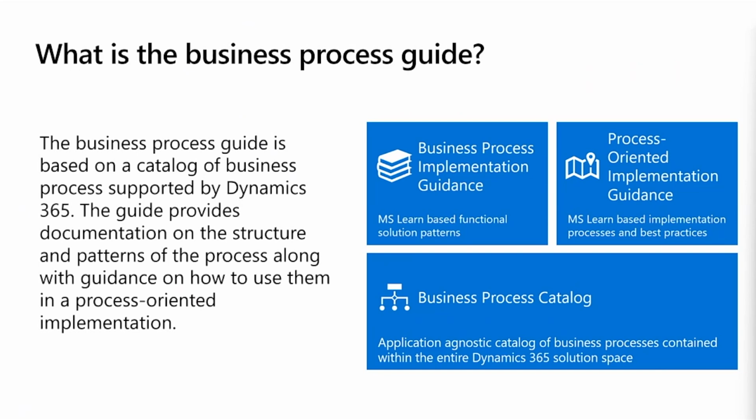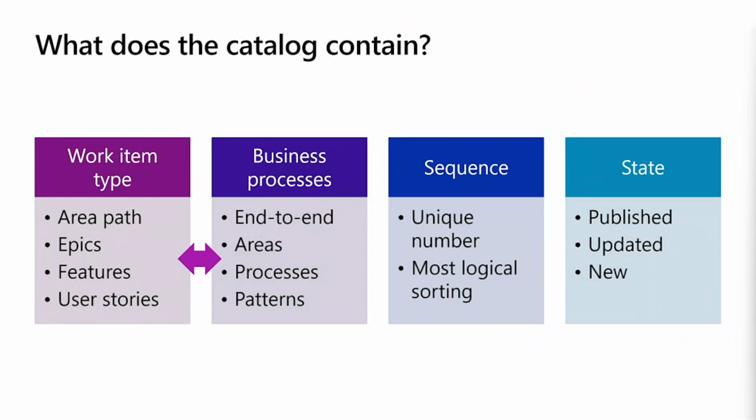But the guidance that goes with it has two pieces. We have our implementation guidance, which is organized by the phases of your project. It tends to be a little bit more technically oriented in nature. That's also where you'll find our process-oriented solutions chapter in the implementation guide. And then we have our business process implementation guidance. All of this content is available out in the Guidance Hub, which you can find at aka.ms/1guidance. So what does the catalog contain?